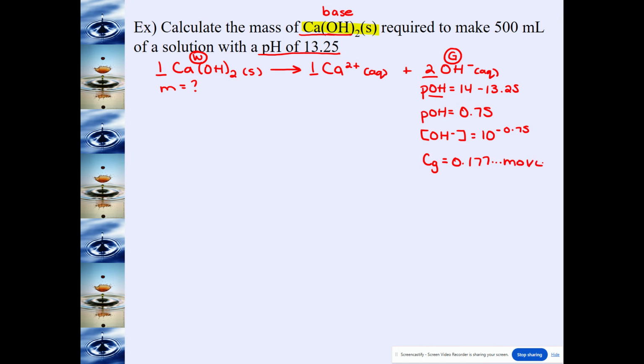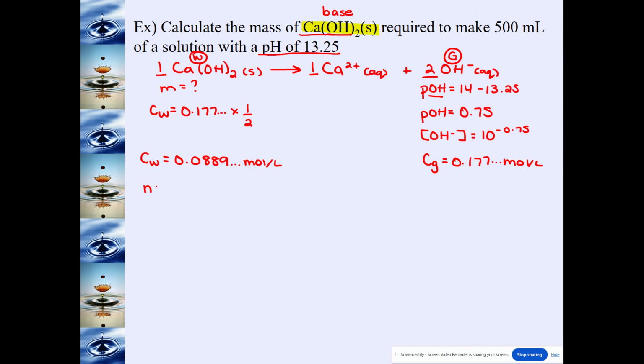Now my wanted again is the compound this time, okay? Because I'm wanting to find its mass. I know the concentration of the hydroxide ions, I just found them, and now I'm wanting to find the compound. So 0.177, remember you're using this number unrounded. If you can't use an unrounded answer in your calculator, make sure you record the entire number. I'm going to multiply this by 1/2 or divide by 2 to get the concentration of my calcium hydroxide, 0.0889 and so on moles per liter.